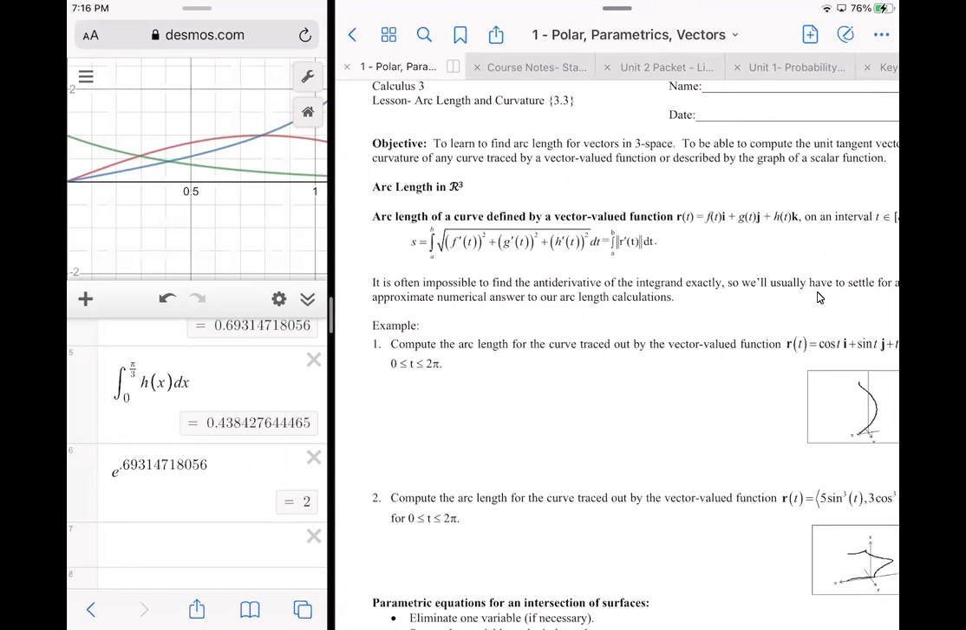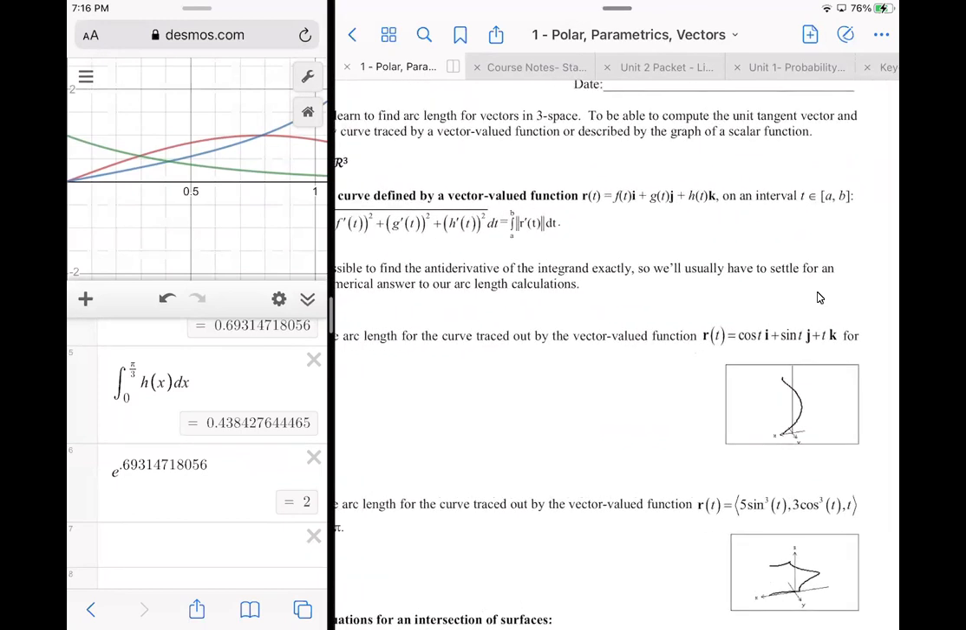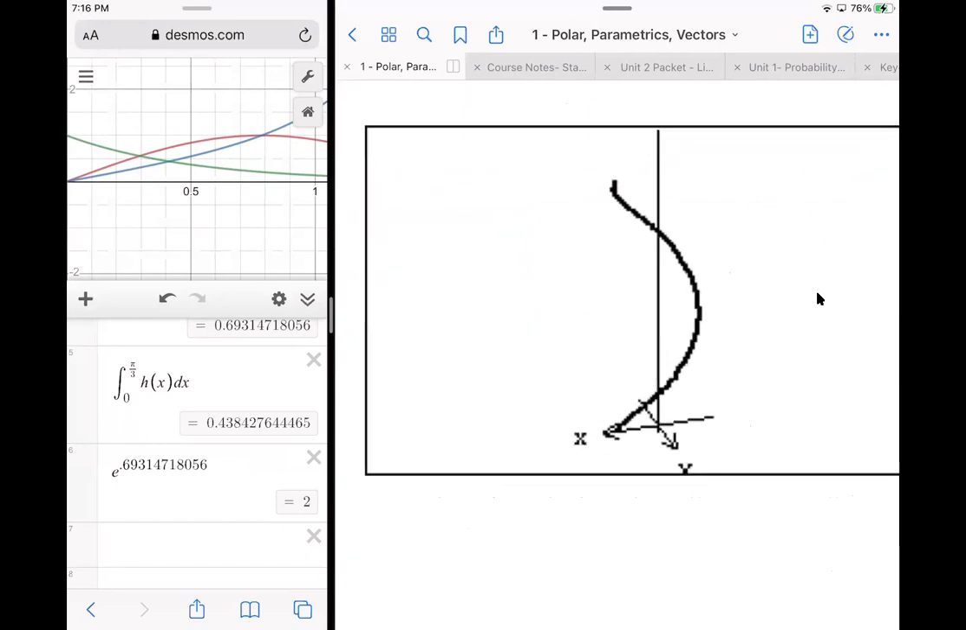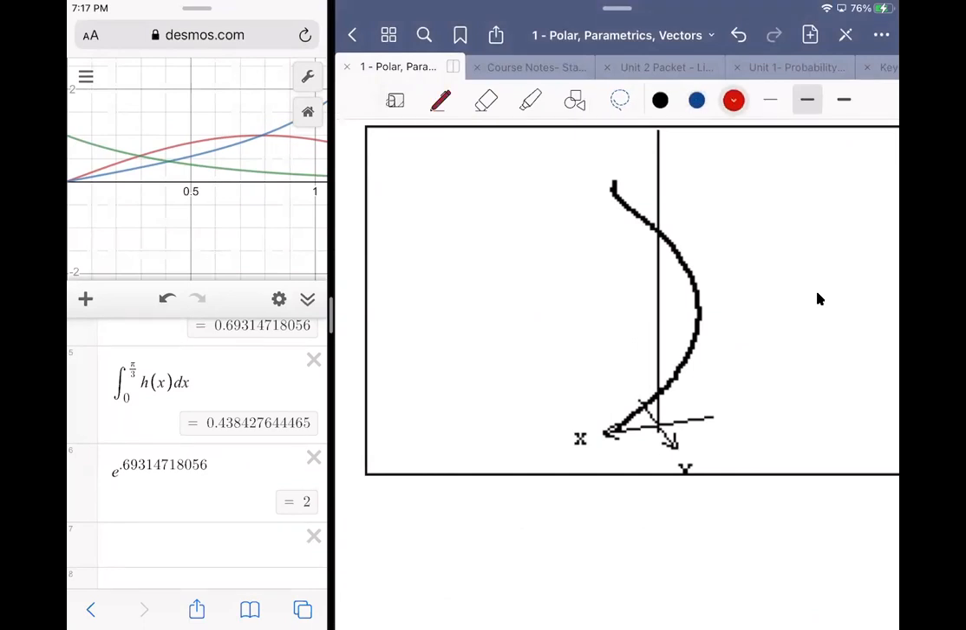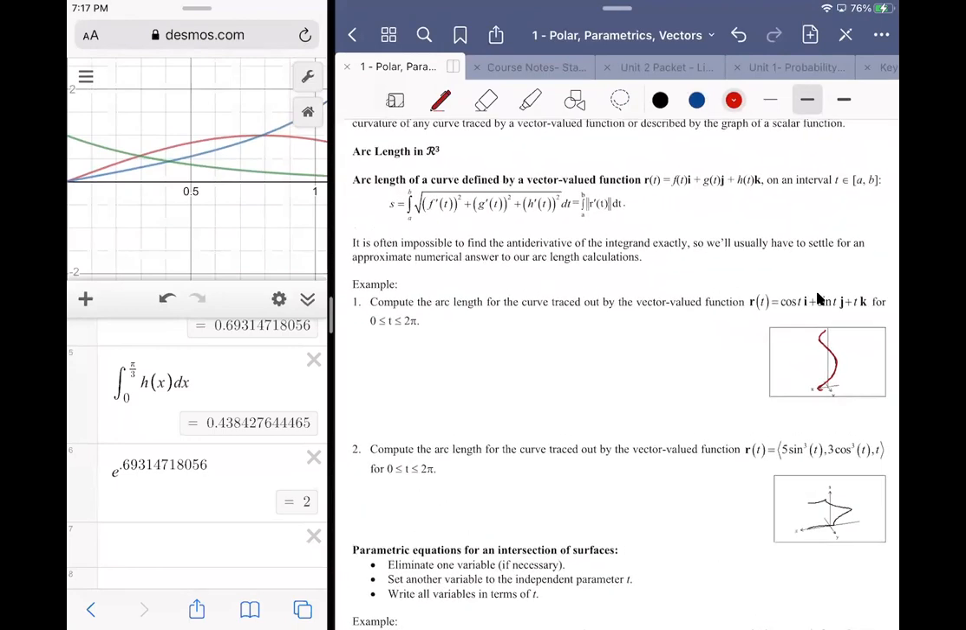So we need to compute the arc length for the curve traced out by the vector valued function of cosine t, sine t, t, that is, i, j, k. This is what it looks like, kind of. It's just some kind of curve, but we do have some experience with this. This is more of an elongated version of it, but it's like a spiral staircase. If it continued on, it would look something like that. Over the interval of 0 to 2 pi is what we're interested in.